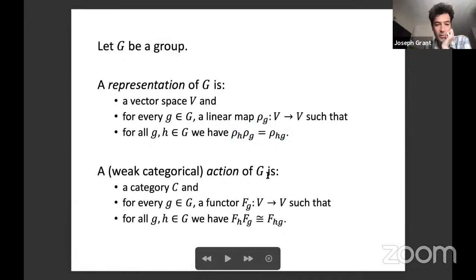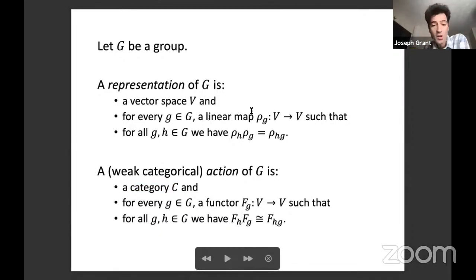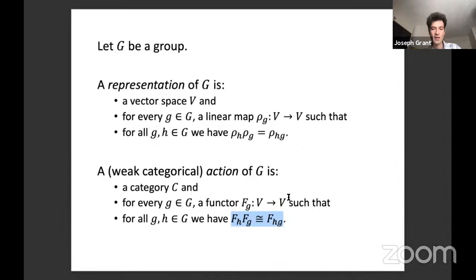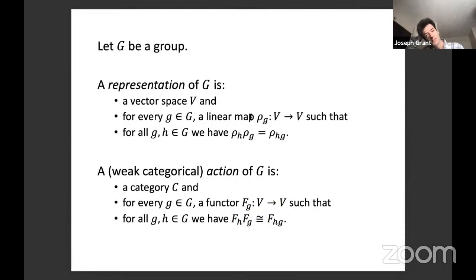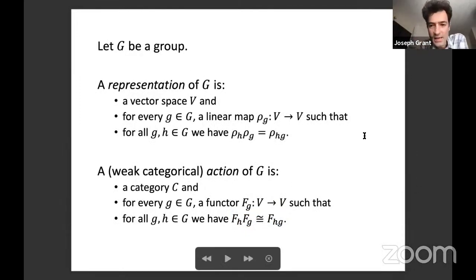So that's what a representation of a group is. And now what's an action of a group on a category? Well, we want to start with some category. Then we need a way to move between categories. The way to move between vector spaces is linear maps. The way to move between categories is to use functors. So we have a functor for every group element, and we want composition of group elements to correspond to composition of functors. Here's the equation, with the slight difference that instead of an equal sign, I have an isomorphism sign. It's more sensible to ask for natural isomorphism of functors. So this is something like a representation, but we have categories instead of vector spaces.